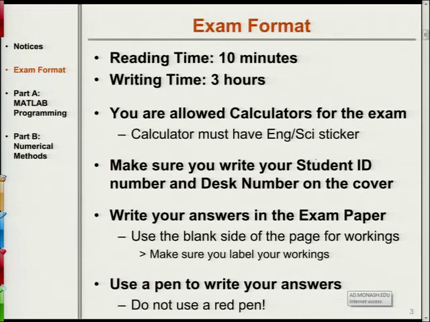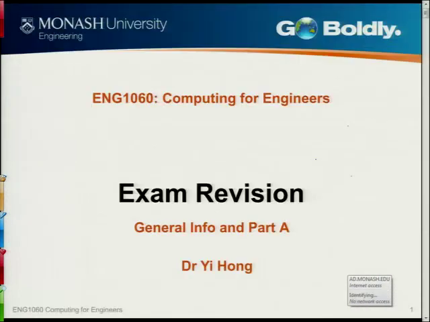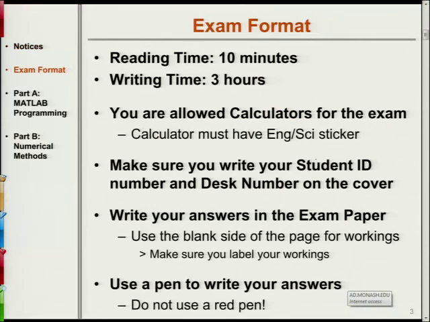So let's get started. This week is our last week of teaching, and basically this week we will provide a revision. I will give a brief revision on Part A, and then Professor Rodman will give Part B. Before I give the revision, I will mention a bit about the exam.